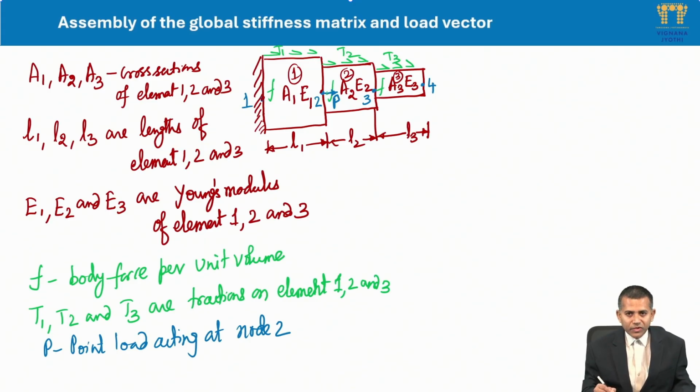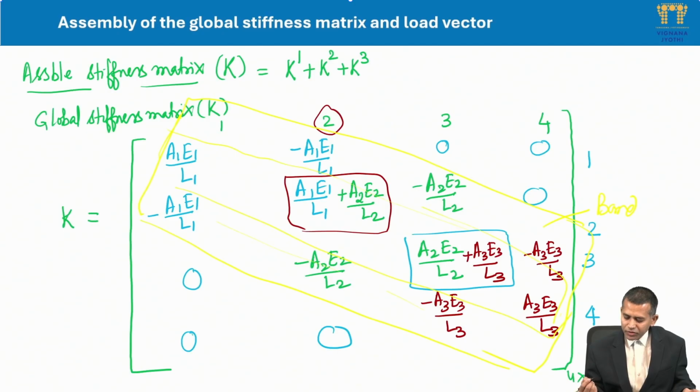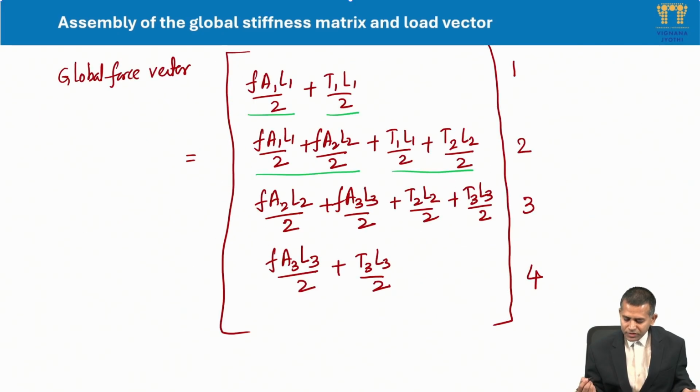And if you observe our initial geometry, we are given a point load P at node 2, right? So now you go straight to this global force vector, and at node 2 you can add that point load P, right. So that way body forces, tractions and point loads are all considered together, and you will get the global force vector.